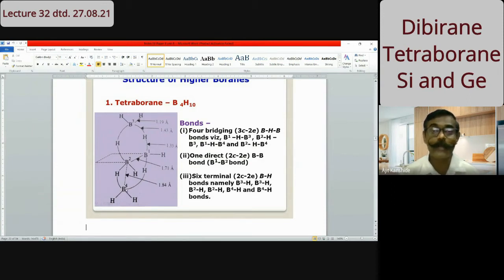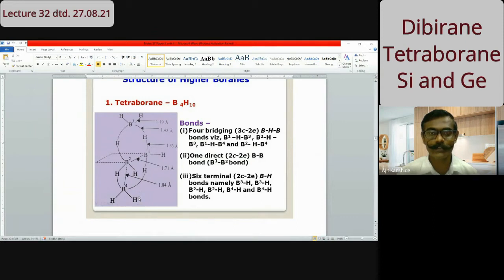As in the case of diborane, terminal hydrogens are there. Here also terminal hydrogens are there. To boron number 1, there is only 1 terminal hydrogen. To boron number 2, there is 1 terminal hydrogen. To boron number 3, two terminal hydrogens. Boron number 4, two terminal hydrogens. I hope you are getting this point.